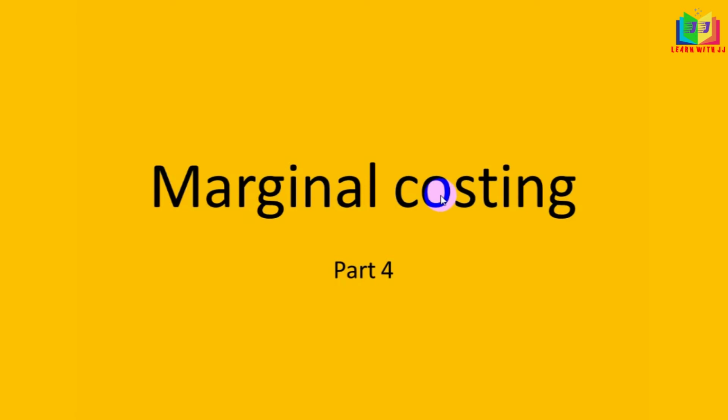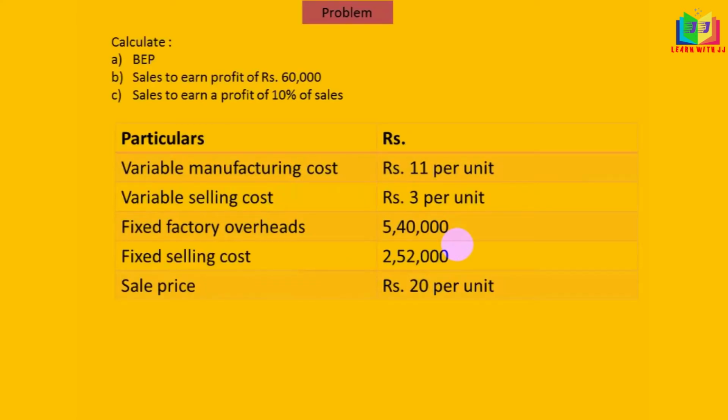Hello viewers, in this video we'll see marginal costing part 4. Here is one problem: calculate BEP, that is break even point, sales to earn a profit of rupees 60,000, and sales to earn a profit of 10% of sales. Okay, the particulars were given.